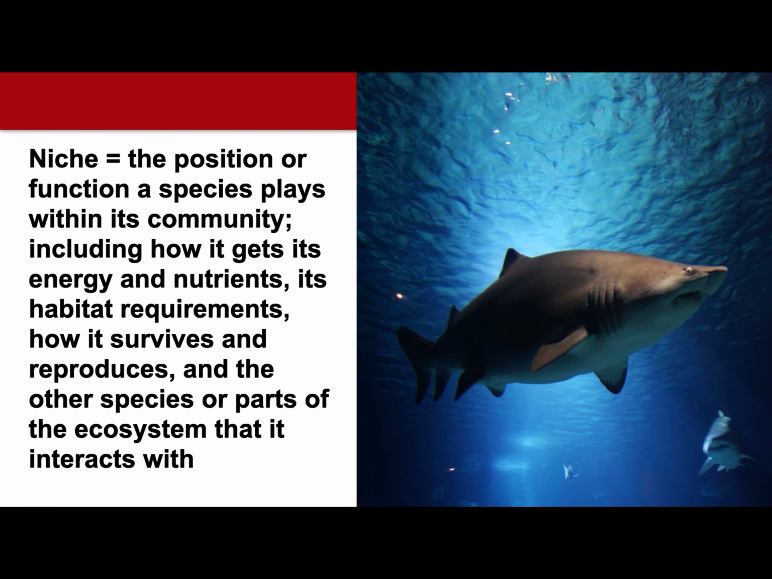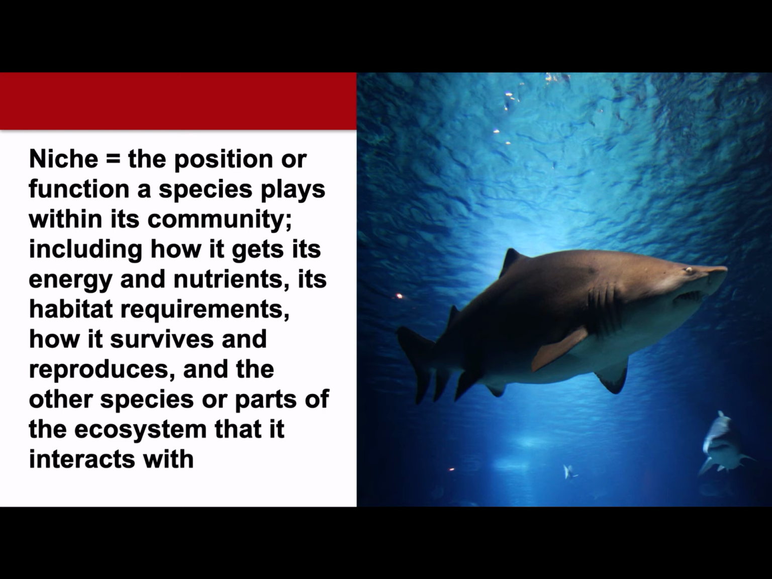Every species within a community occupies its own unique place called a niche. A niche is the position that an individual species occupies or the role that a species plays within its community. This includes how it gets its energy and nutrients, how it survives, how it reproduces, what its habitat is composed of. A niche also includes how an organism interacts with other living species. We call these biotic components, and how it interacts with the surrounding abiotic components, things like water, air, minerals, sunlight.